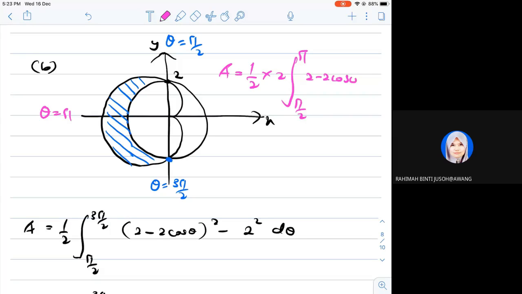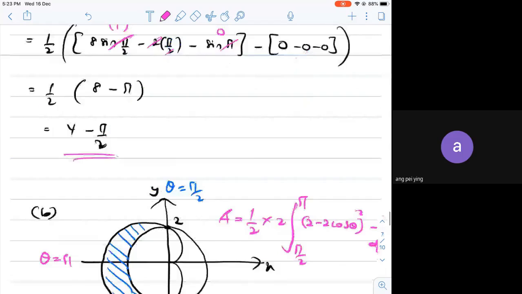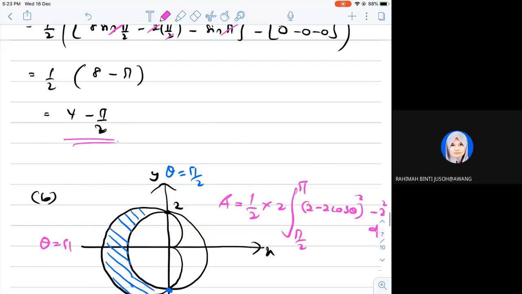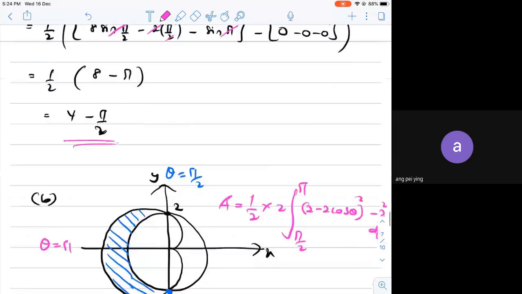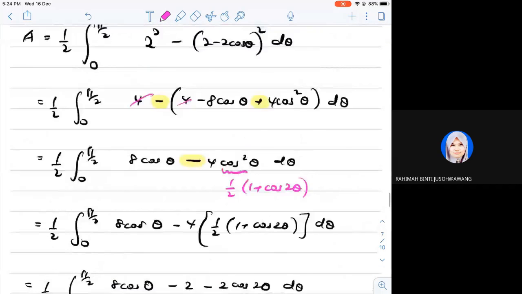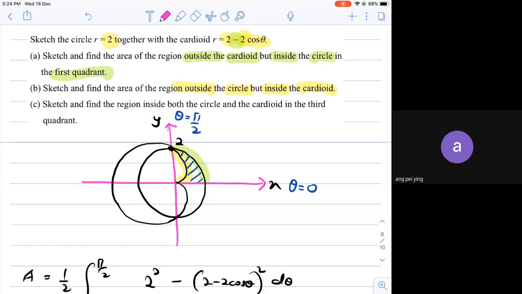2 minus 2 cos theta squared minus 2 squared d theta. You will get the same answer. Right? Don't worry. The sign is also the same, right? The sign, you mean the position, cardioid minus circle, should be the same. Yes, should be the same. I mean the final answer outcome. Final answer should be the same. Oh, okay. Okay, okay.